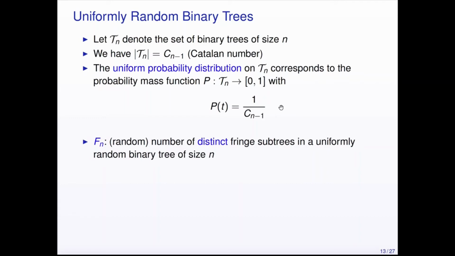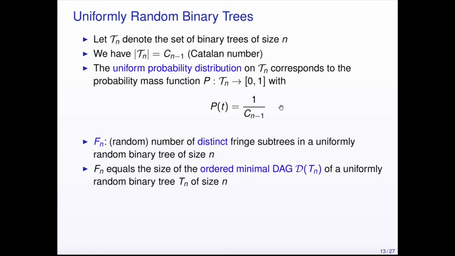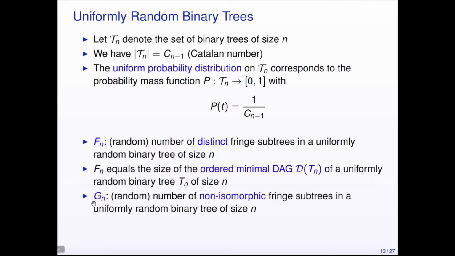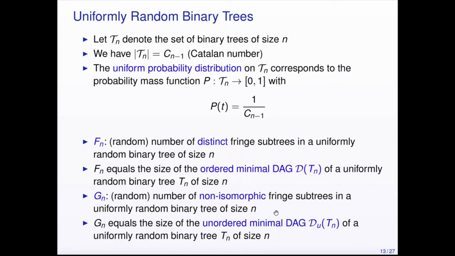And next we define some random variables. With Fn, we denote the random number of distinct fringe subtrees in a uniformly random binary tree of size n. By our previous considerations, we find that Fn equals the size of the ordered minimal DAG of a uniformly random binary tree. And moreover, with Gn, we denote the random number of non-isomorphic fringe subtrees in a uniformly random binary tree of size n. And again, by our previous considerations, we find that Gn equals the size of the unordered minimal DAG of a uniformly random binary tree of size n.